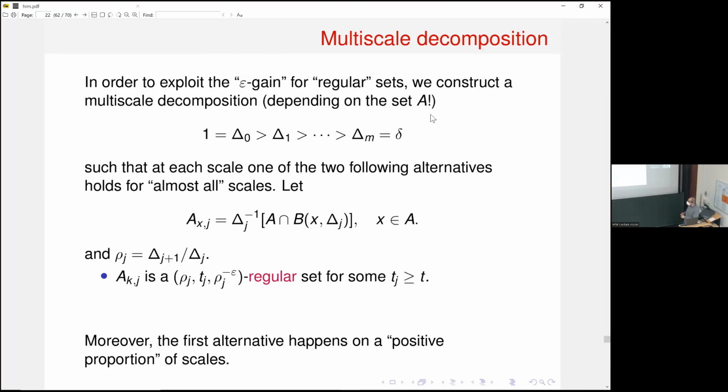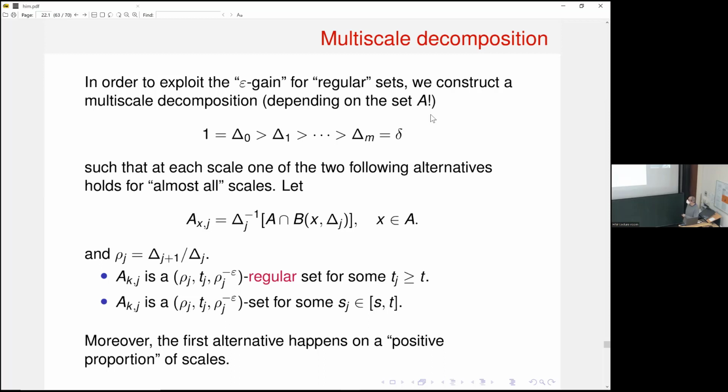And then we look at the next scale, which means that because we have renormalized by this, then we have to look at this quotient as the new scale. Then at each scale, one of 2 things happens. Either the set is regular in the sense that allows us to extract an epsilon gain, or it is not.